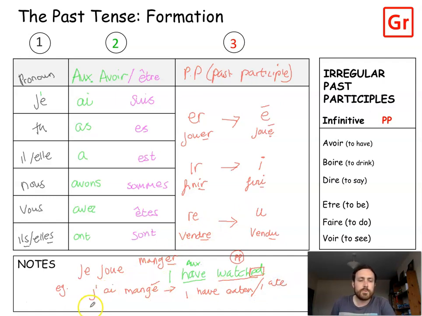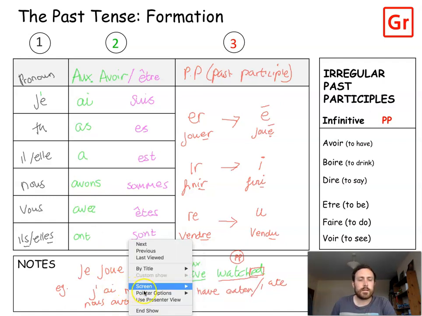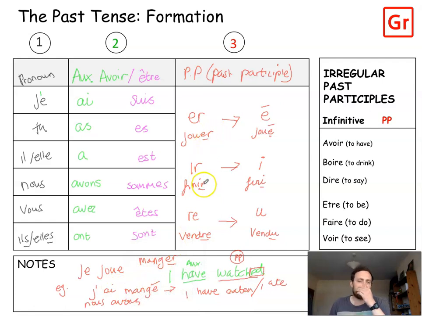Okay, let's just do one more example down here. So let's say I want to change the pronoun, the person doing the verb, to we. So I'm going to put nous, the first part here, and we're just doing avoir verbs for the time being, so it's going to be nous avons. And the last, let's do an IR verb. So we have finished. So we're just going to take off the IR and add just an I there, and that would mean we have finished.